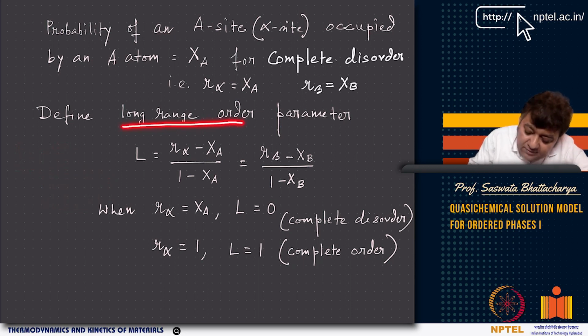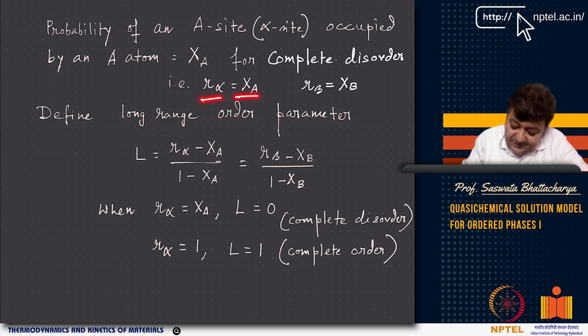Now we can define something called a long range order parameter in terms of R alpha and X A. We can define it in many ways, but this is one definition. L equals R alpha minus X A divided by 1 minus X A, or R beta minus X B divided by 1 minus X B. Both are equivalent, right? Now when R alpha equals X A, X A minus X A goes to 0, so L becomes 0, which denotes complete disorder. Again if R beta equals X B, then this becomes X B minus X B, which is 0, and 0 divided by 1 minus X B is 0.